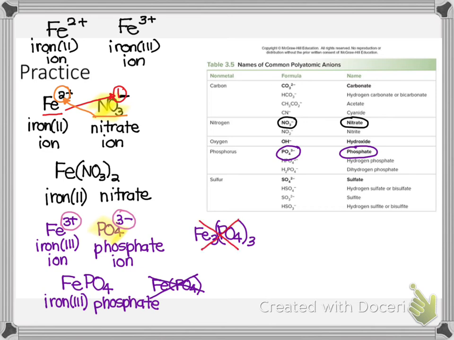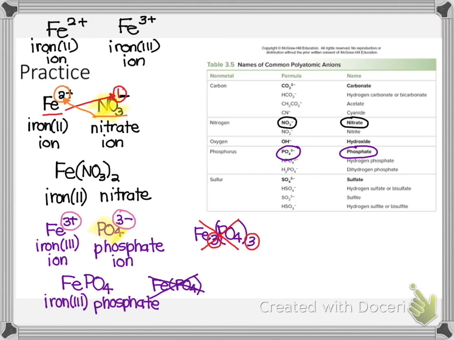But what I want to tell you is, if you ever notice that you have subscripts that can be reduced, like in this case, they could both be divided by 3, then you would do that. So you still might be able to catch yourself if you're thinking about it. The formulas are in the simplest ratio, meaning they're the lowest numbers.